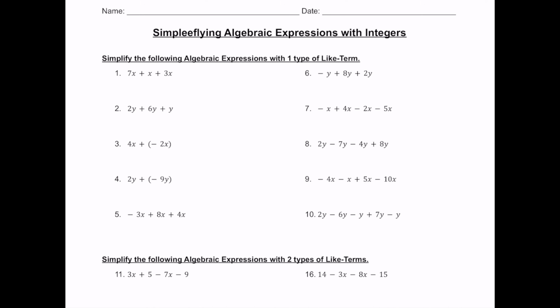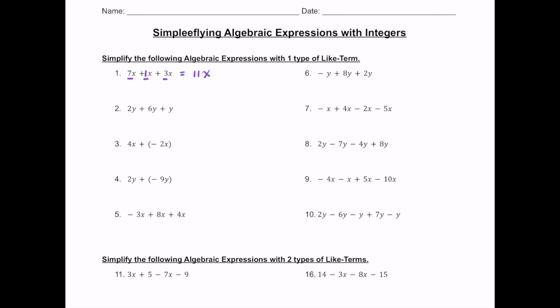In this video, let's go ahead and practice simplifying algebraic expressions with integers. All right, so for this first section, let's go ahead and check it out. For number 1, remember there's a 1 here, so 7 plus 1 is going to be 8, and 8 plus 3, that's going to be 11, so this all simplifies down to 11x.